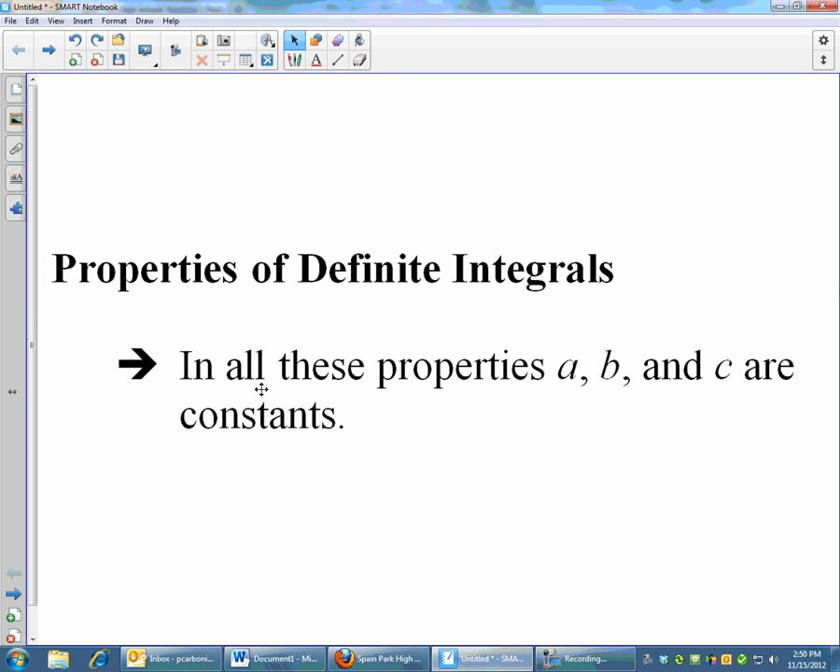Okay, now that we know a little bit about definite integrals, I'm going to show you some properties that can help you out with solving some of the problems. In all these properties, if you ever see an a, b, or a c, they are understood to be constants.